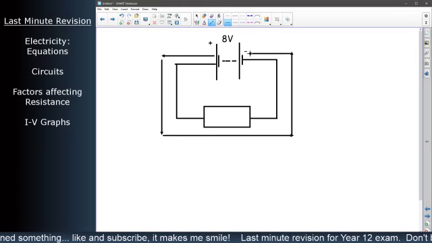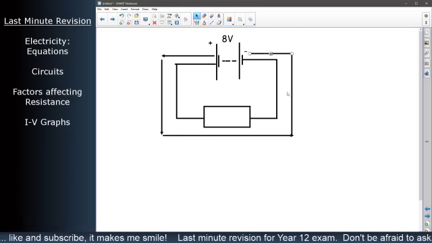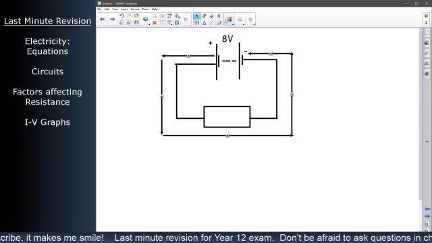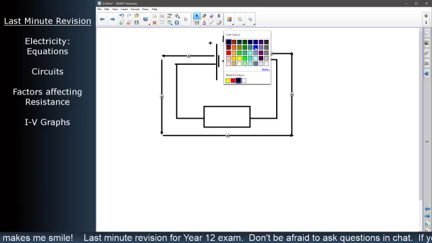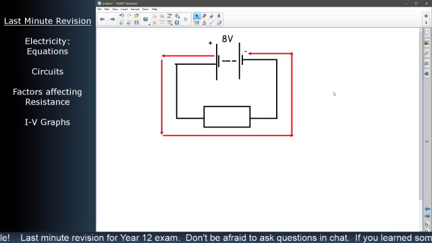In fact, the electrons are going from negative to positive, but because electricity was discovered before the electron was discovered, we're sort of stuck with this convention, and that's why it's called conventional current. Okay, so running from positive to negative, we have conventional current. Now, round we go like this.